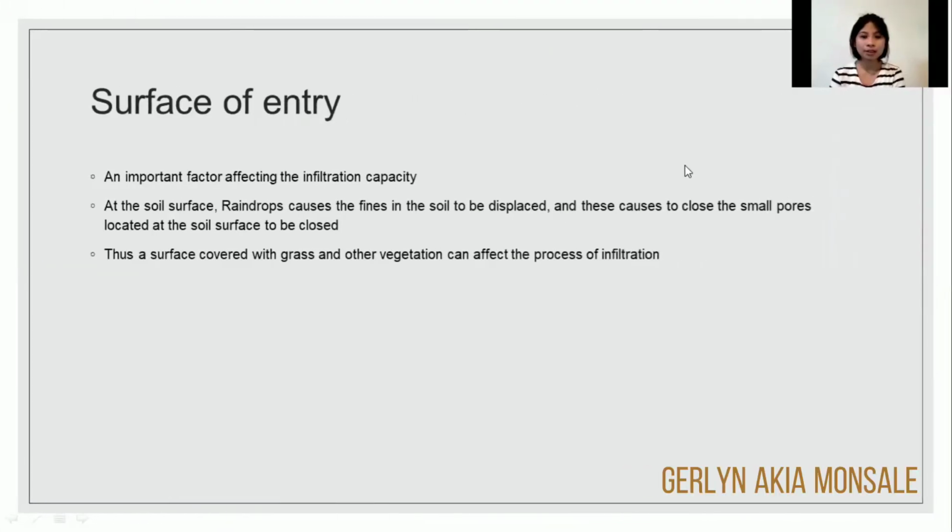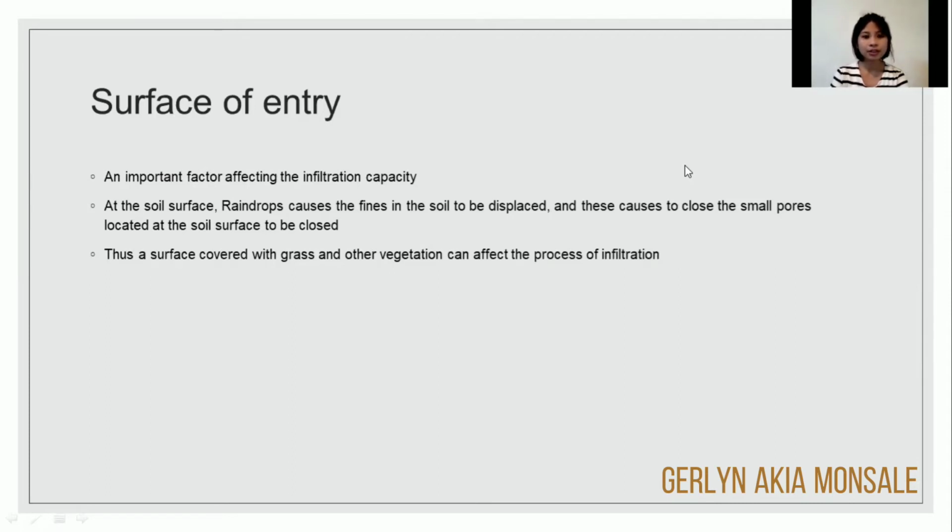So I will be discussing another factor that affects infiltration, which is surface of entry. It is defined as an important factor affecting the infiltration capacity. As discussed, capacity is the amount of water which a given soil can hold. There are two key components of water holding capacity: soil texture and organic matter. In terms of soil texture, small particles such as silt and clay tend to have a large surface area. Sand, on the other hand, has large particles, which means they have a small surface area.